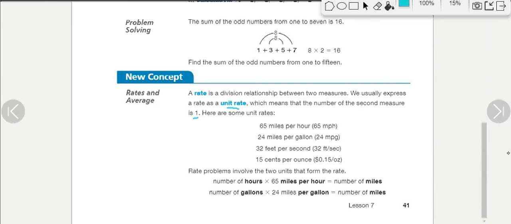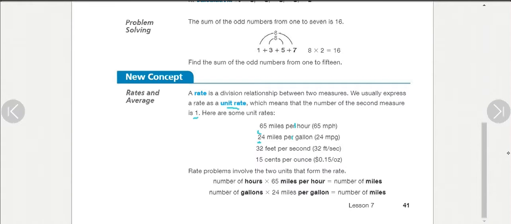Unit rate. For example, 65 miles per 1 hour, 24 miles per 1 gallon, 32 feet per second, 15 cents per 1 ounce. Rate problems involve the two units that form the rate. Units being miles and hours. So number of hours times the unit rate is the number of miles. We've covered both units that were in that rate. Number of gallons and miles per gallon.